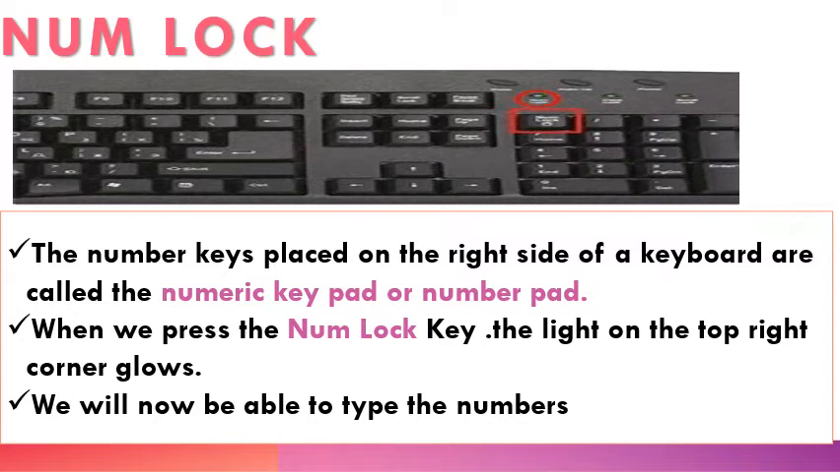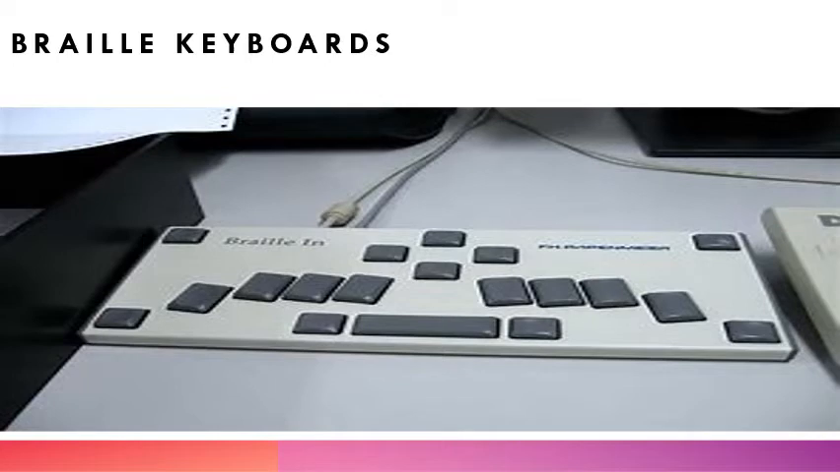We have learned that the number keys are found at two places on the keyboard. The number keys placed on the right side of a keyboard are called the numeric keypad or number pad. When we press the numlock key, the light on the top right corner glows. We will now be able to type the numbers. Now, there is one special kind of keyboard available in the market. This keyboard is specially designed for the visually impaired.